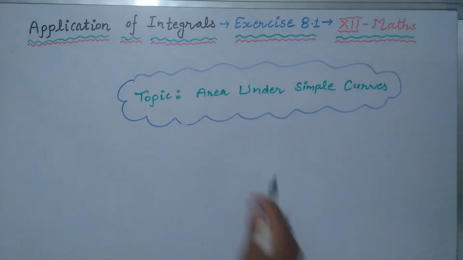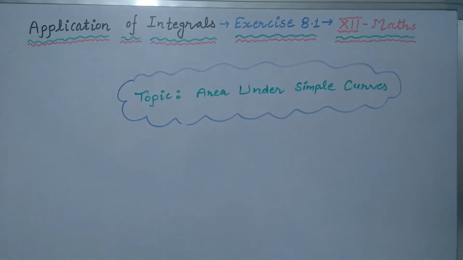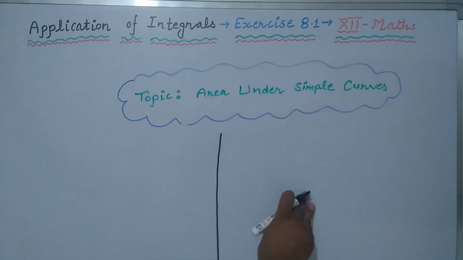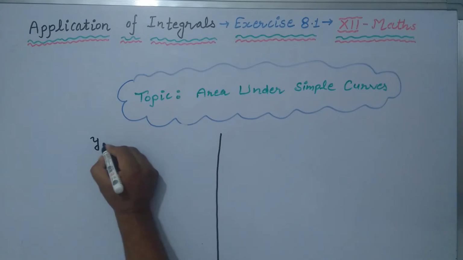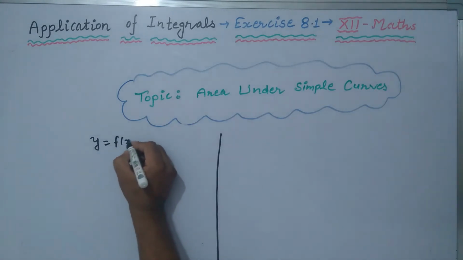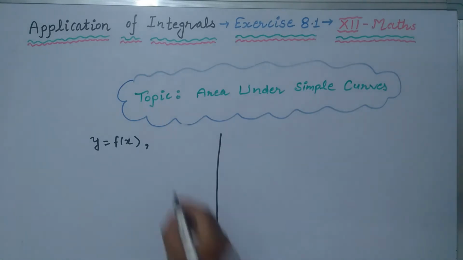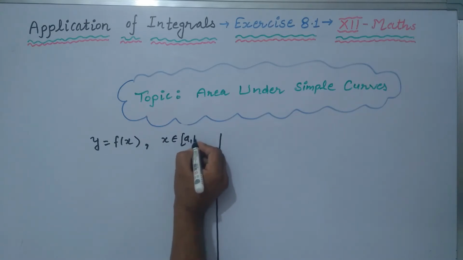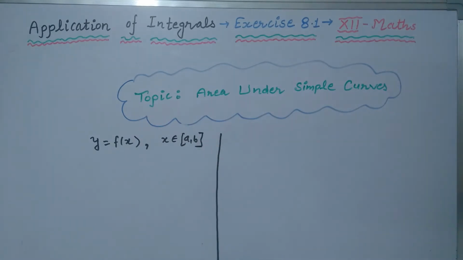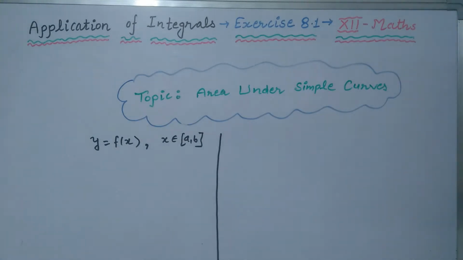So first of all, according to the topic area under simple curves, we have this bifurcation. We shall study this in two ways. First way is, suppose y is equal to f of x. This is any function which is defined for x belongs to a to b. This is the interval in which the given function is well defined.